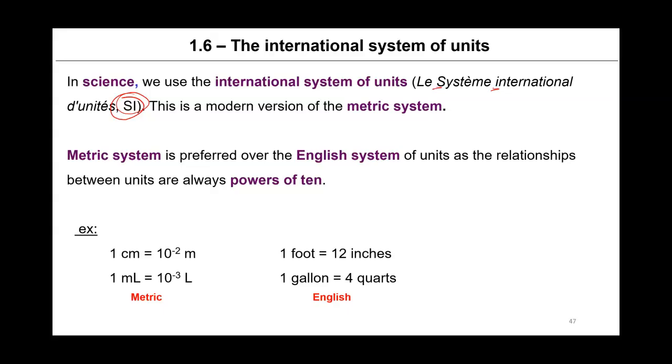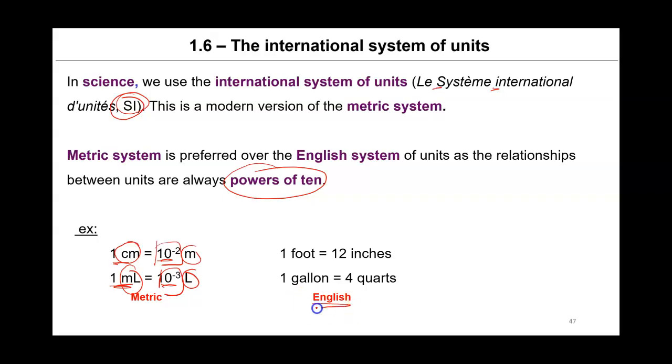So scientists and health scientists prefer the metric system over the English system because the relationships between different units are always powers of 10. So 1 centimeter is equal to 10 to the minus 2 meters. 1 milliliter is equal to 10 to the minus 3 liters. So you can see the difference between these units in each case is simply a power of 10. So it's quite easy to do math with powers of 10, and it's also easy to remember powers of 10.